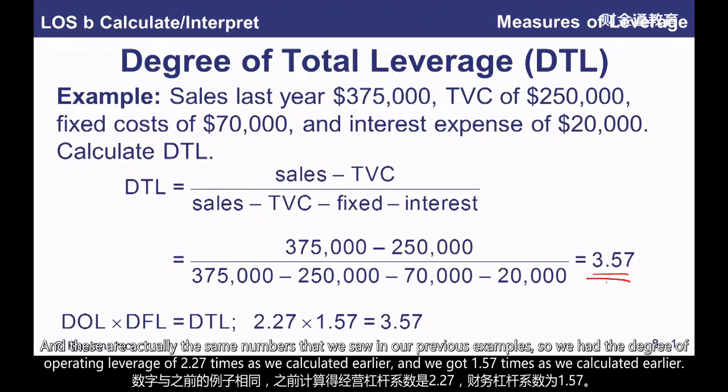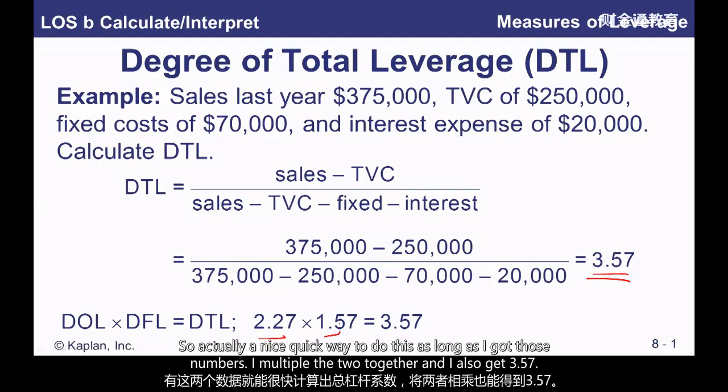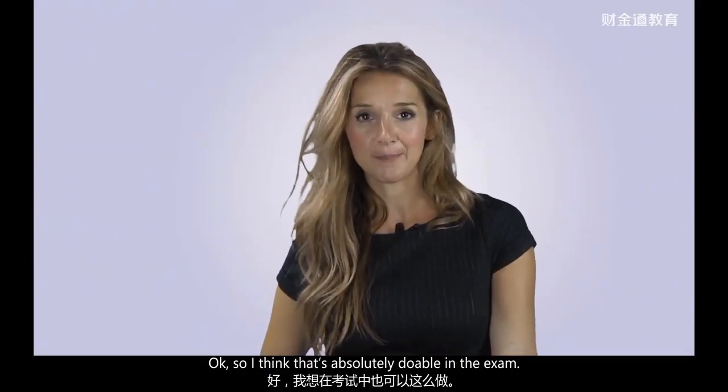And these are actually the same numbers that we saw in our previous example. So we had the degree of operating leverage of 2.27 times that we calculated earlier. We've got the 1.57 times that we calculated earlier. So actually a nice quick way to do this, as long as I've got those numbers, I multiply the two together and I also get 3.57. Okay, so I think that's absolutely doable in the exam.